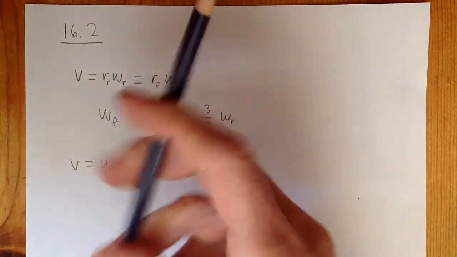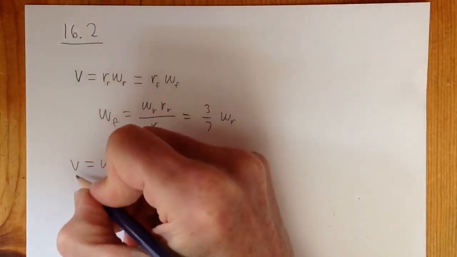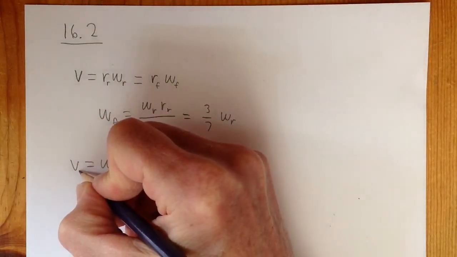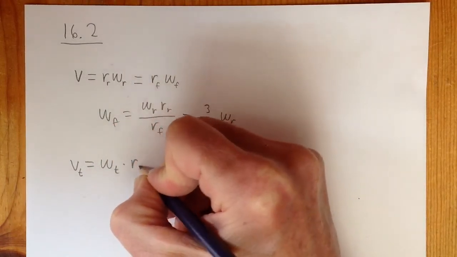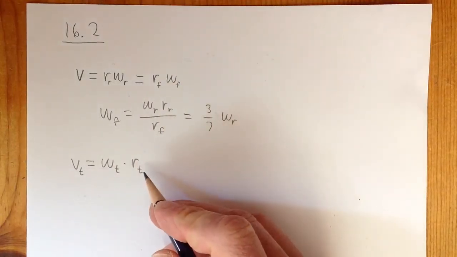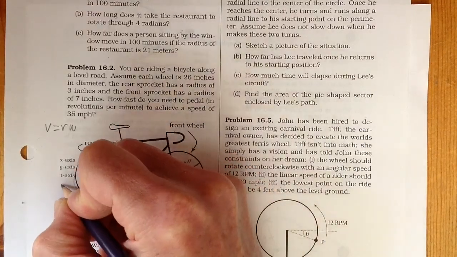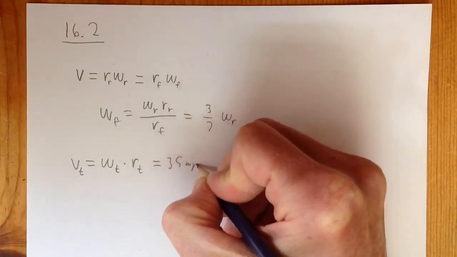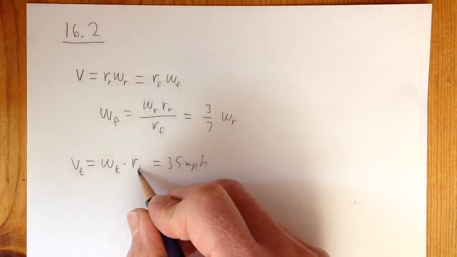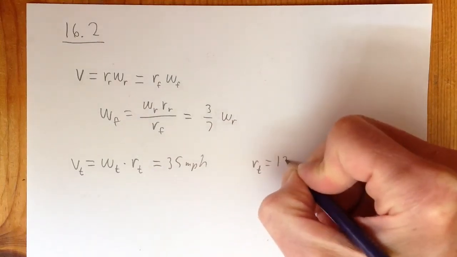We want the velocity of the tire. Let's call it the velocity of the tire. The velocity of the tire is equal to omega of the tire times the radius of the tire. That's how fast you're actually traveling down the road, the whole big wheel, the tire and the wheel. And we know we want that to be 35 miles per hour. And we know the radius: the diameter is 26, so the radius is 13 inches. So the radius of the tire is 13.